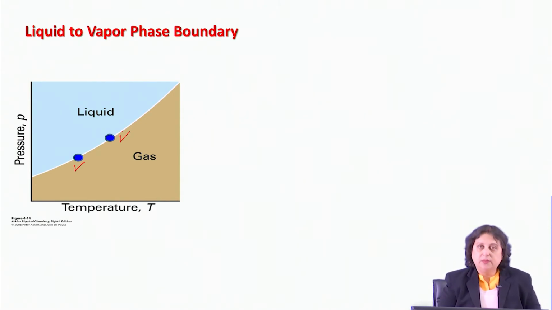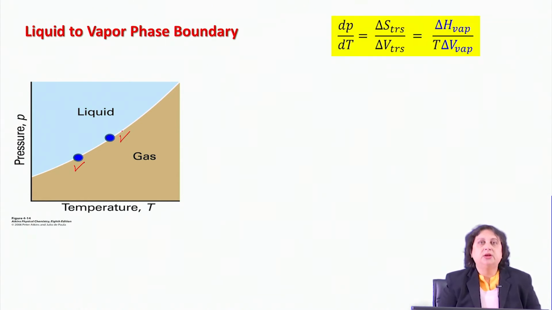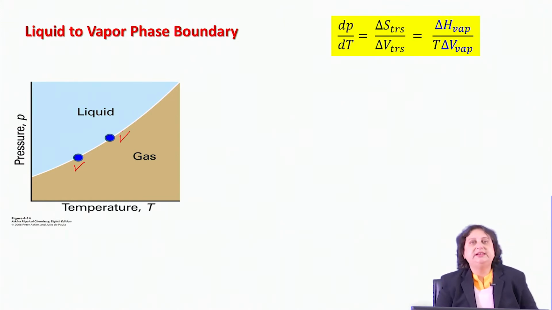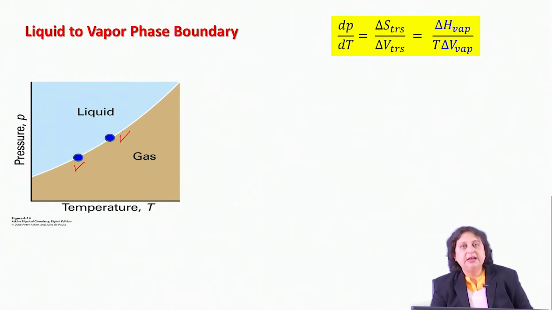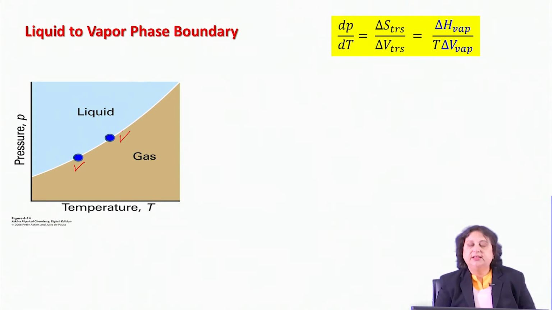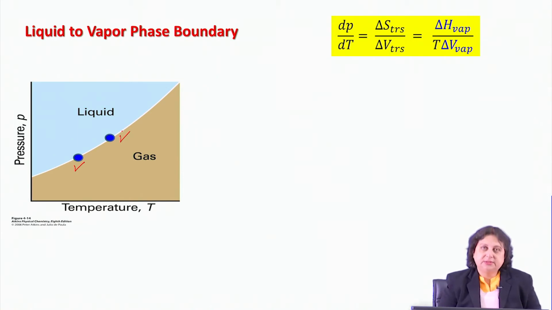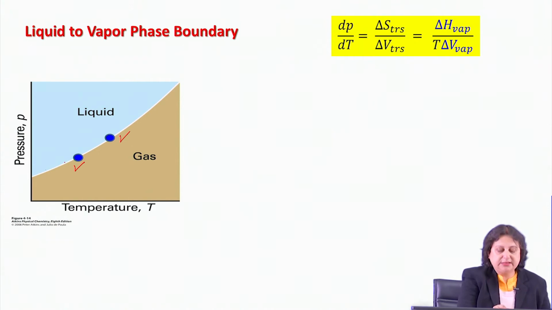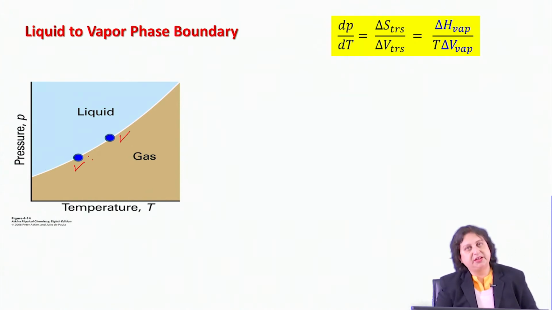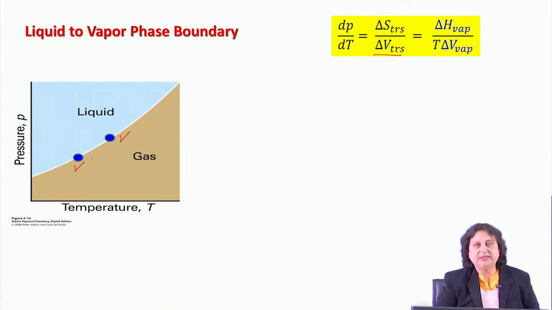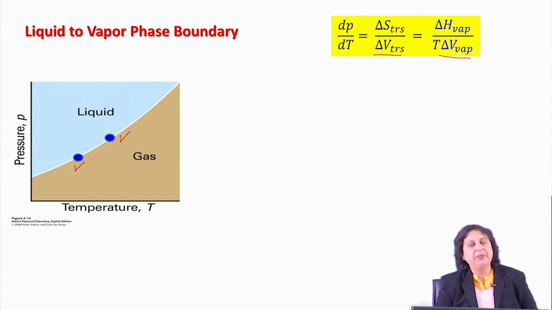Now let me see if I can quantitatively justify why this liquid gas coexistence curve would look like this. Once again, I will start from the Clapeyron equation. And now I understand that I can replace delta S for the transition by delta H vaporization by T. So what is delta H vaporization? That is the enthalpy of vaporization as the system goes from the liquid phase to the gas phase at a temperature T. And what is delta V transition? That would be the change in volume as the system moves from the liquid phase to the vapor phase.